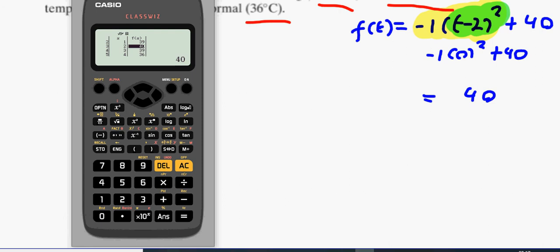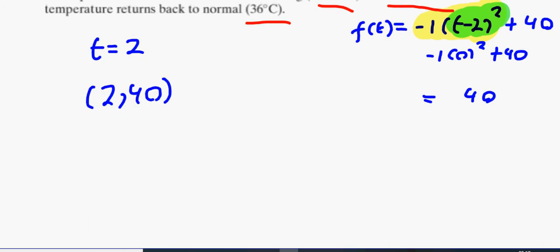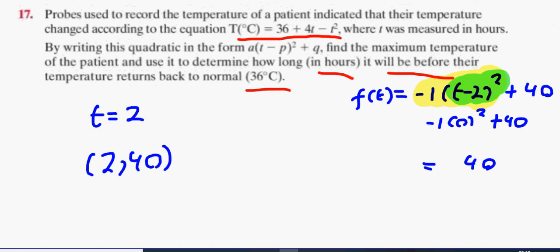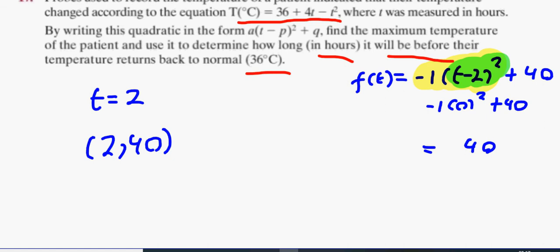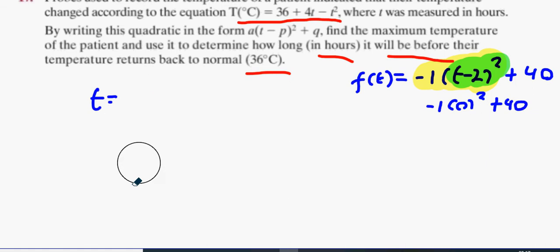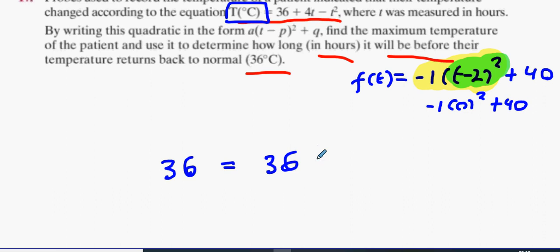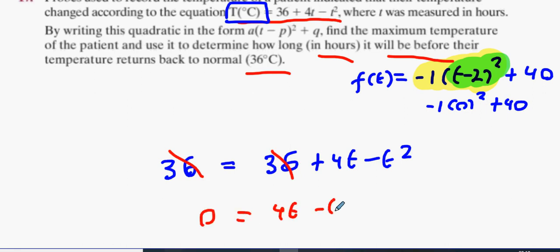Next thing, after how many hours does it return back to 36? All right, what would that mean? Will you tell me? Replace the f(t) value with 36. So you get 36 equals 36 plus 4t minus t squared. What cancels both sides? Okay. And what can I factorize out on the right hand side? Yep.